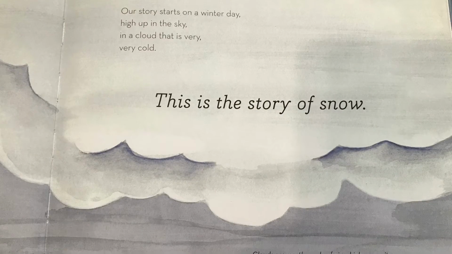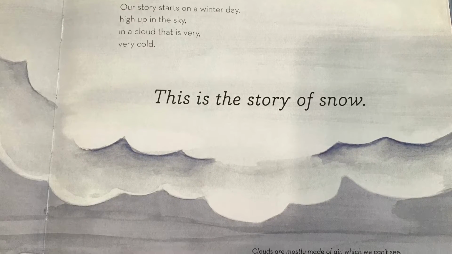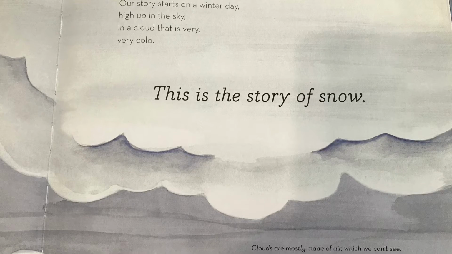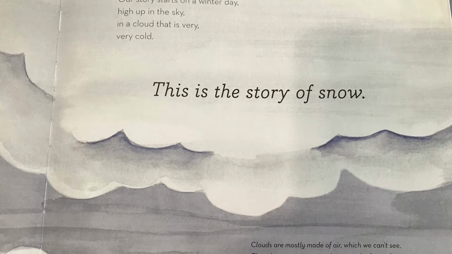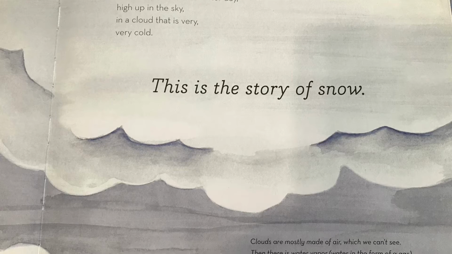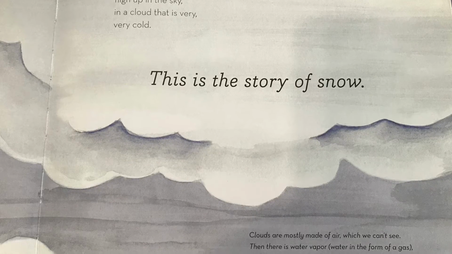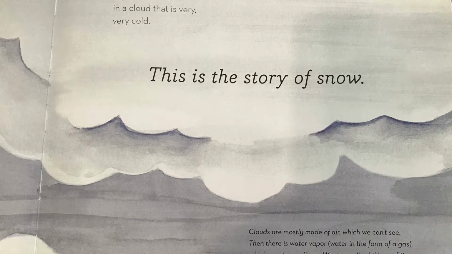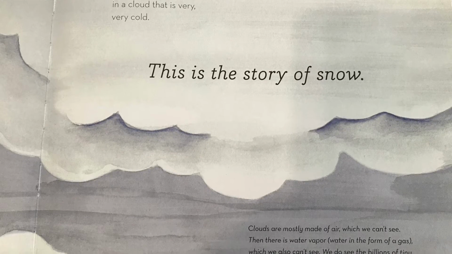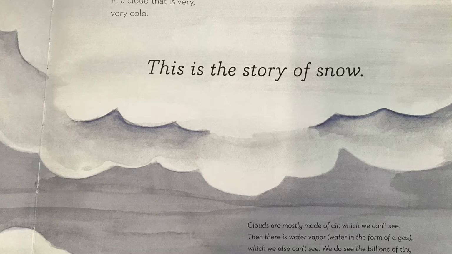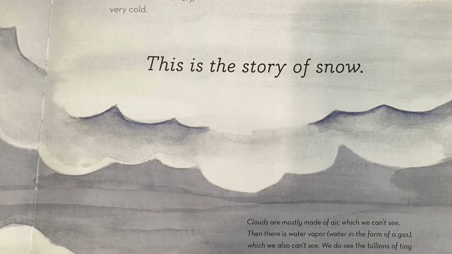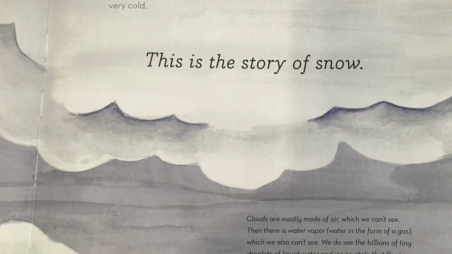Our story starts on a winter day, high up in the sky, in a cloud that is very, very cold. This is the story of snow. Clouds are mostly made of air, which we can't see. Then there's water vapor, water in the form of gas, which we also can't see. We do see the billions of tiny droplets of liquid water and ice crystals that float in the cloud. They reflect light, making the cloud visible.